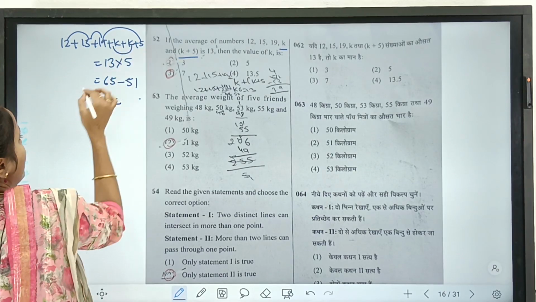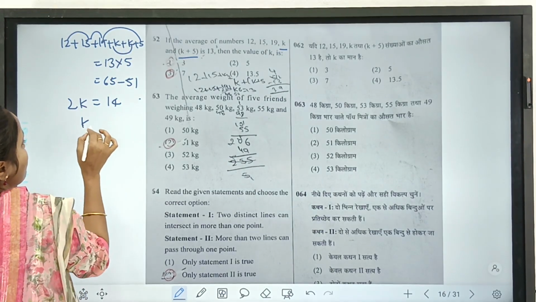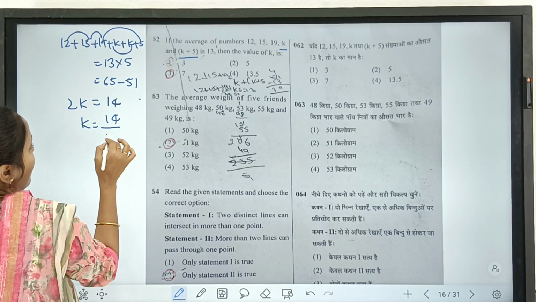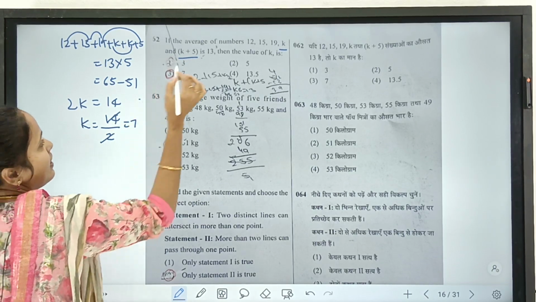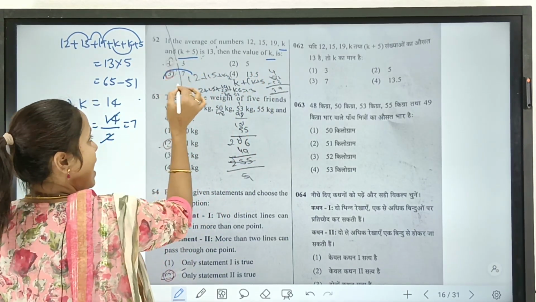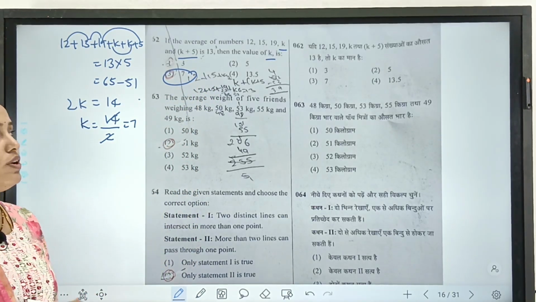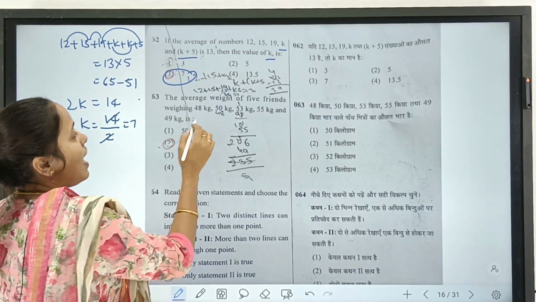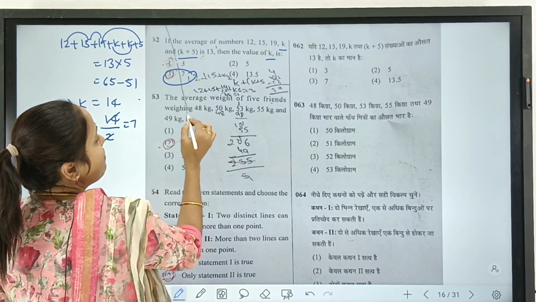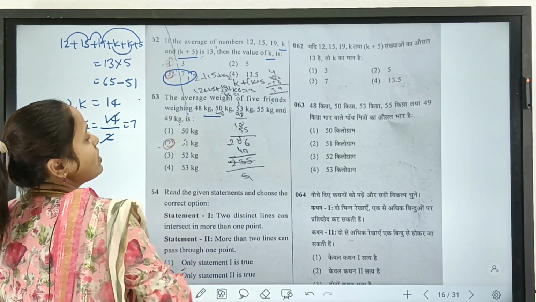But k appears how many times? 2k. So k equals what? 14 by 2, here 7. They asked only for the k value, which means the answer is 7. And next, the average of the weights of 5 friends. Then what is the average?